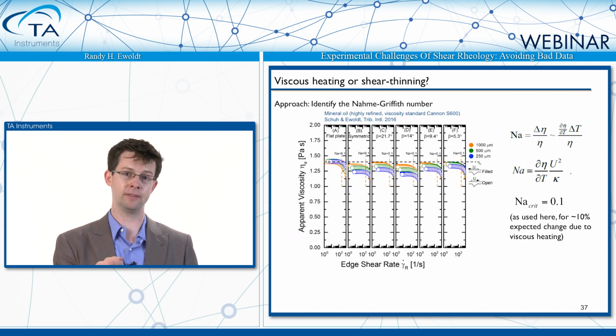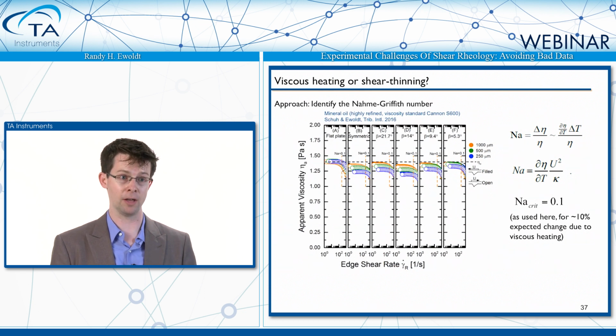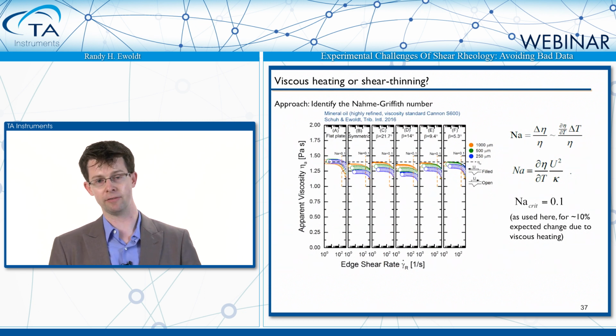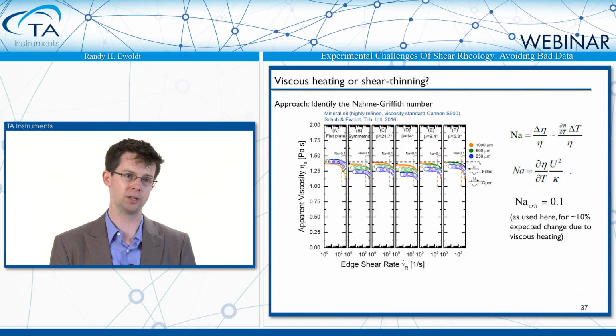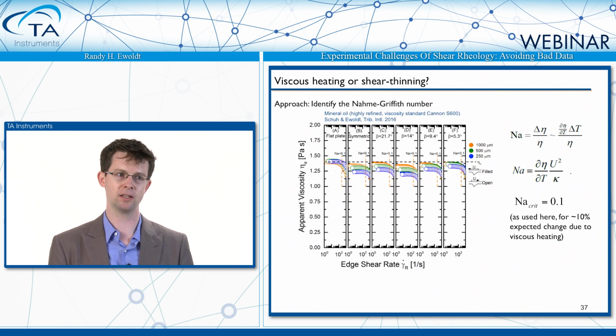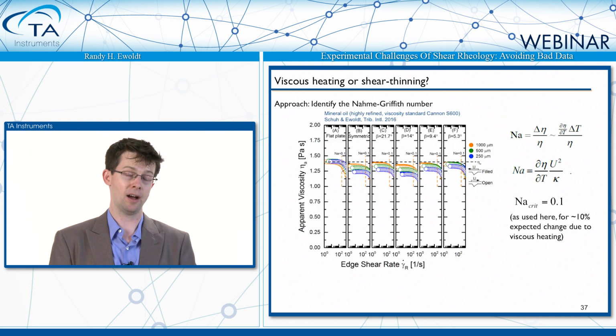So if your thermal conductivity is high, if kappa is very big, it means it can get rid of the heat very quickly, which means that you're not heating up your sample much, you're not lowering the viscosity very much, and your Nahme number would represent that by being a smaller value. So for example, here we identified a critical Nahme number. We said we're maybe willing to tolerate 10% errors due to viscous heating. Therefore, we can compute a critical Nahme number of 0.1, and we can show that on each of these plots. Each of these plots is viscosity versus shear rate for 1, 2, 3, 4, 5, 6 different conditions that we were comparing.